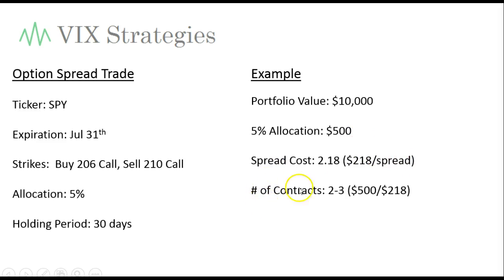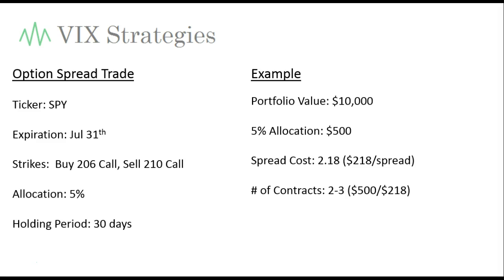So to figure out how many contracts we need, we just take 500 divided by 218. It's not going to be a round number, so it's going to be between 2 and 3. So we leave it up to you to decide whether you want to be more aggressive or less aggressive. We will usually be less aggressive, so in this example, we'll trade 2 contracts.